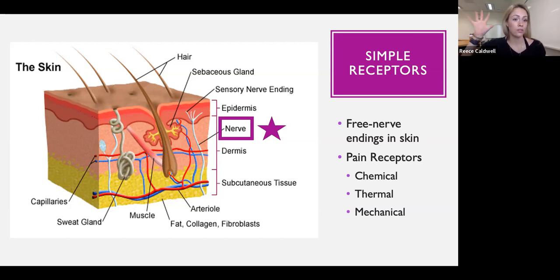Thermal pain would be like if you touched the stove or grabbed a pan out of the oven with just your hand, that really hot heat pain. And then mechanical pain would be like if you cut yourself or if you slammed your finger in a cabinet. That would be the squeezing or breaking, that would be mechanical pain. So those are our 3 pain receptors, which are simple receptors, normally called free nerve endings in the skin.